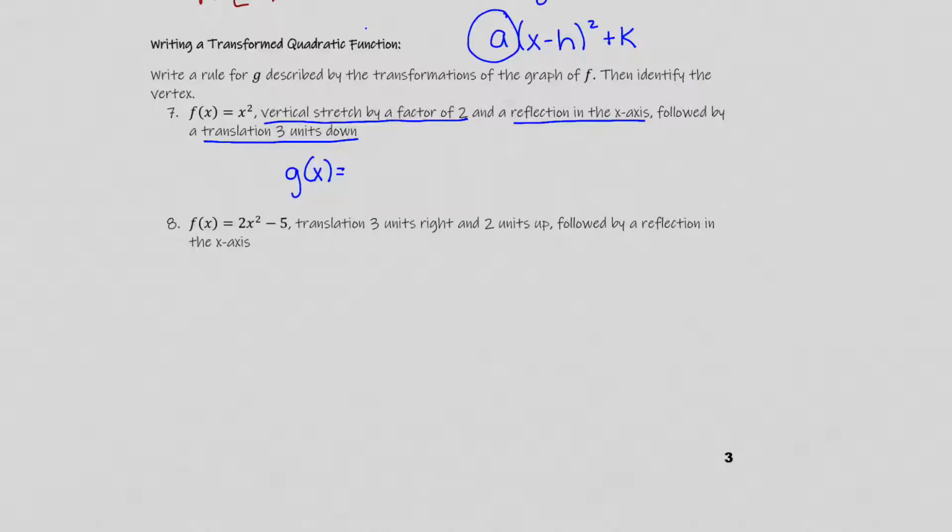of 2, so in front of x squared, I know I have to have the number 2, and a reflection in the x-axis, so I know it has to be a negative 2. And then it says followed by 3 units down.